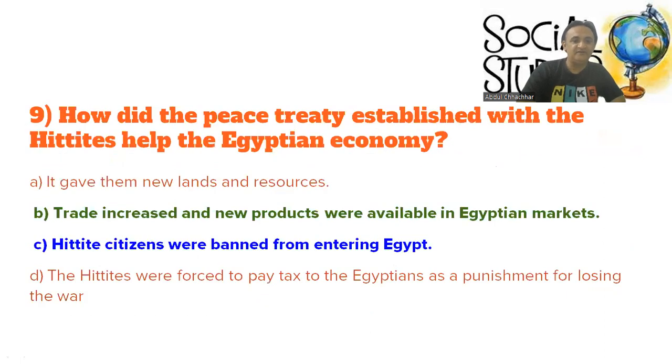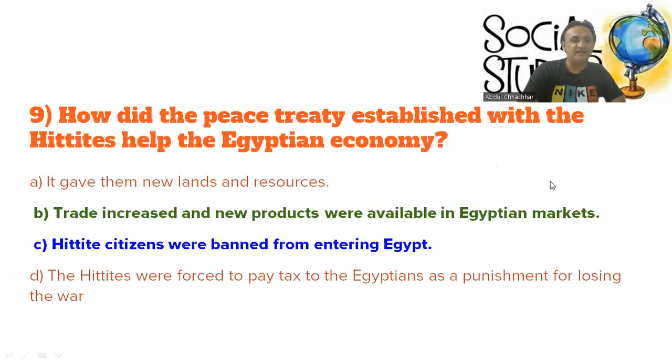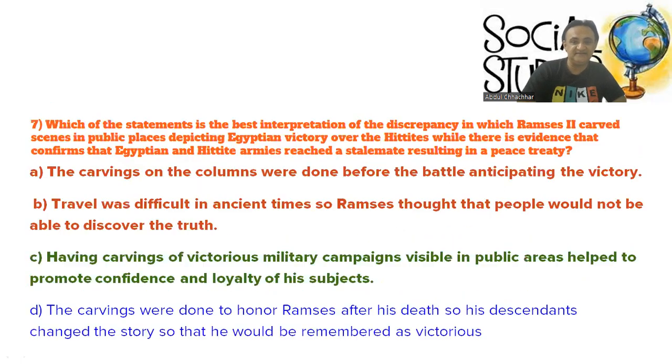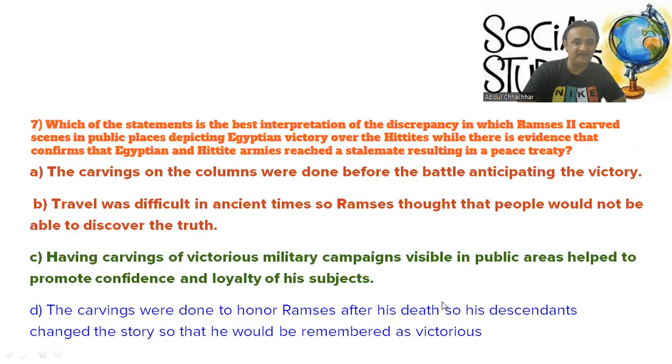The ninth one: how did the peace treaty established with the Hittites help the Egyptians? Trade increased and new products were available in Egypt. Now, this answer is in the paragraph. Here, a peace treaty was signed in which both parties declared that they would exchange captives and not extract retributions from each other. In other words, a stalemate. So that's a very clear answer.